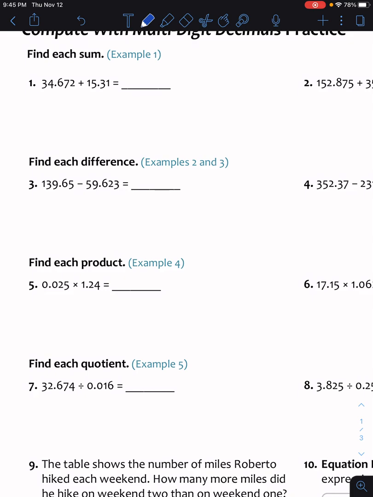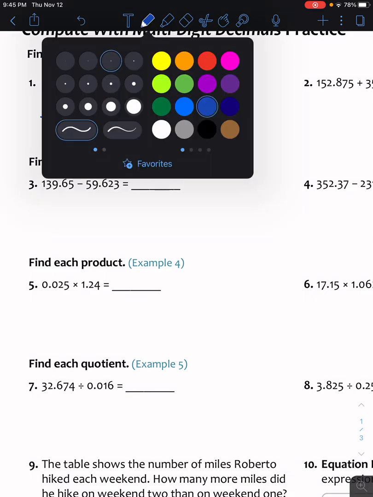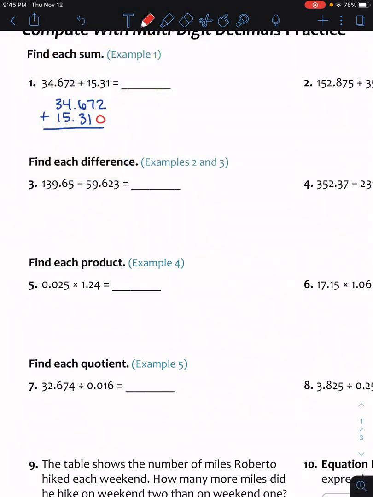For number 1 and number 2, we're going to line up the decimal. So 34.672 plus 15.31. I can put in the filler 0 if I want to. 2 plus 0 is 2, 7 plus 1 is 8, 6 plus 3 is 9, 4 plus 5 is 9, 3 plus 1 is 4, so 49.982.